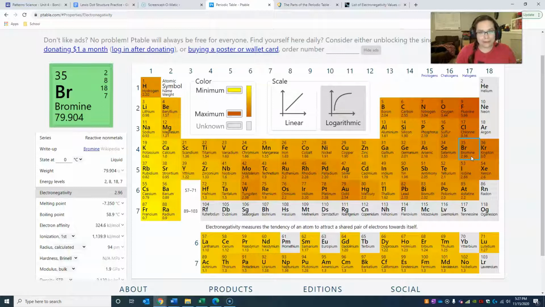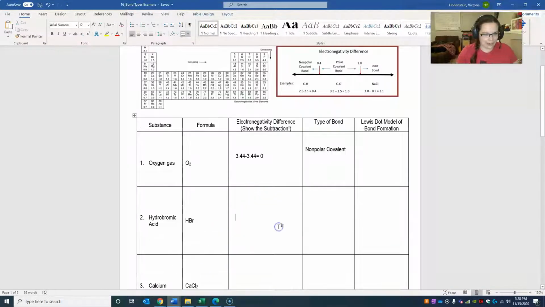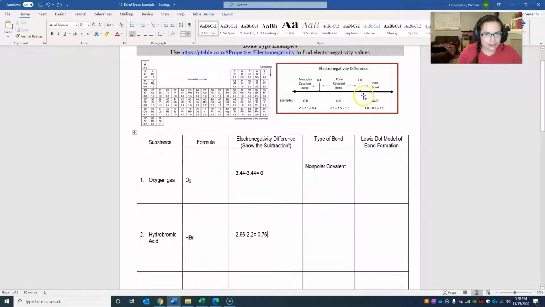Always use the bigger value first. Our differences should be positive. So 2.96 minus 2.2. So I'll go back to my chart and type that in. So 2.96 minus 2.2 equals, so when I do that out, my electronegativity difference is 0.76. Okay, so let's go back to my chart.